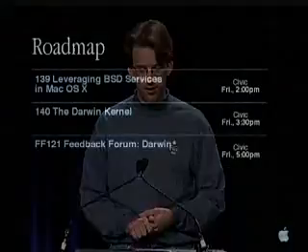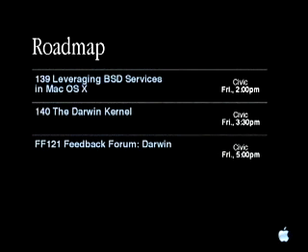So the roadmap for what's left in the week: we have 193, leveraging BSD services in macOS 10. It's going to be in the Civic Center Friday at 2 p.m. We have 140, the Darwin kernel, which is also going to be at the Civic Center on Friday at 3:30, which I highly recommend for those of you that are interested in what's going on inside the kernel. And then there's our feedback forum, also in the Civic Center at 5 p.m. So up next we have Chris LaCroix from the QuickTime group.